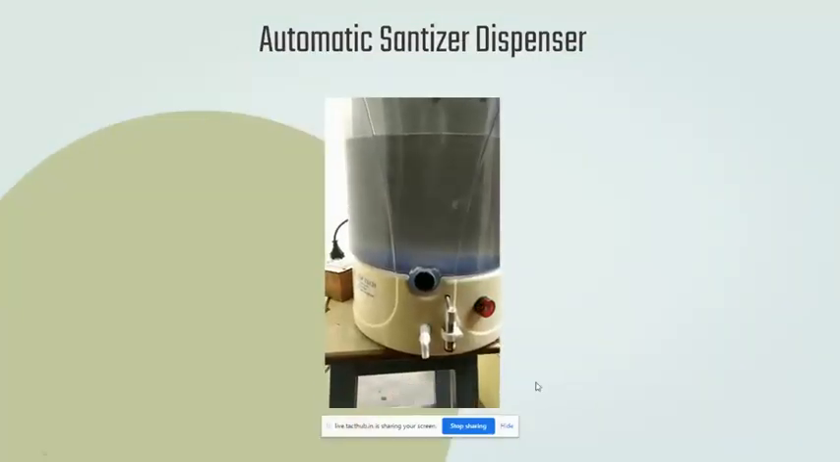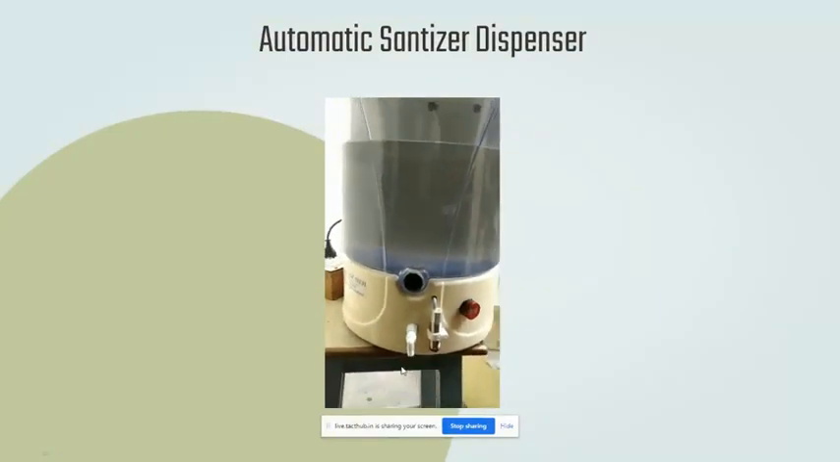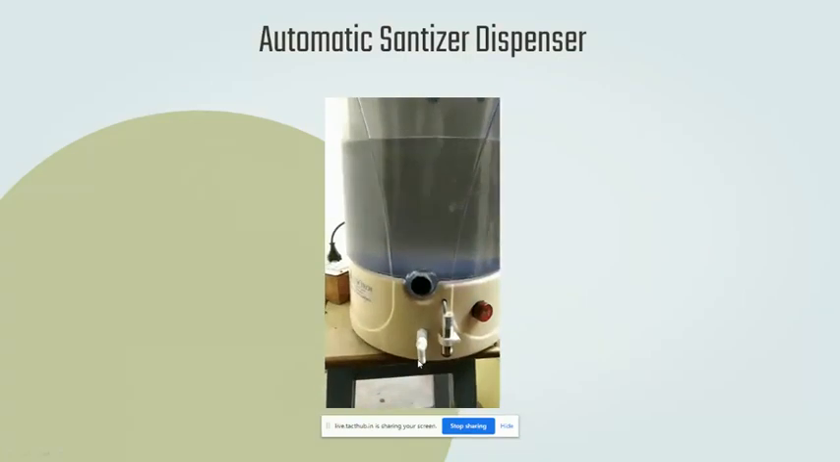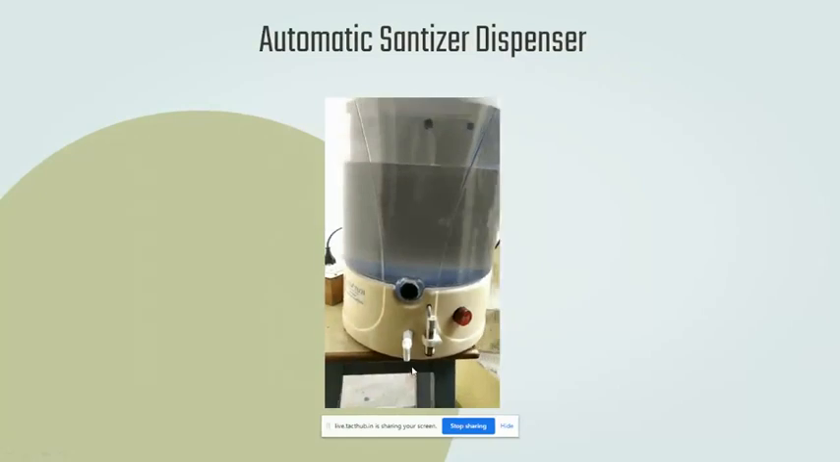So these are the automatic sanitizer, how it's working. It's only pour a 3-drop, right? So it is enough to wash all the hand by means of a rubbing.